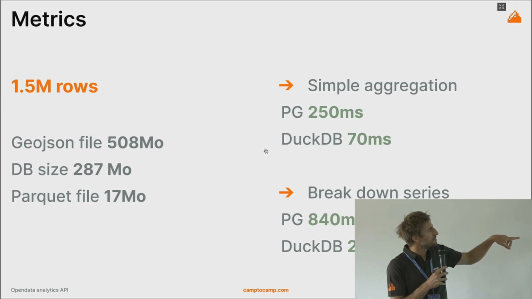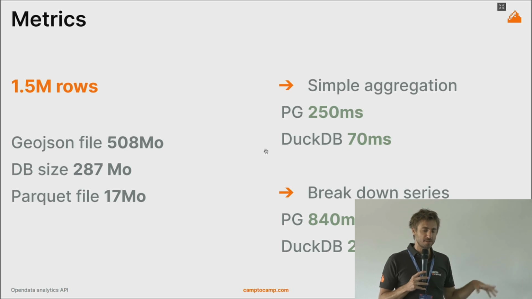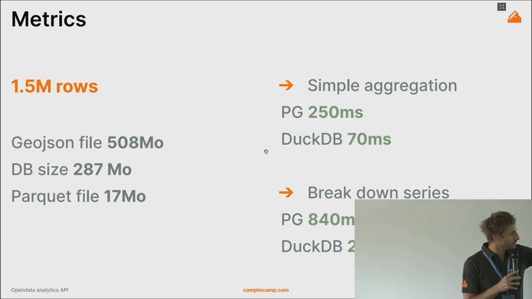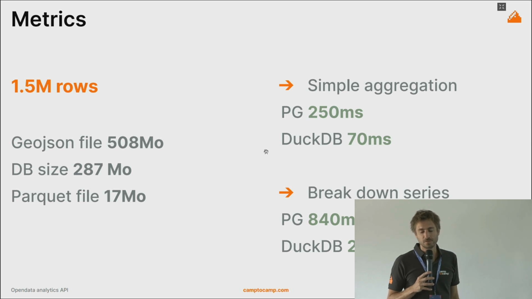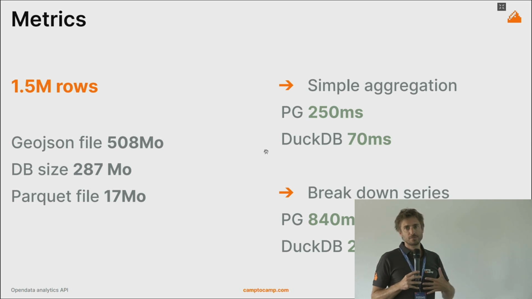And for the performances, on the two use cases, it's 2050 milliseconds for Postgres and 70 milliseconds for DuckDB. And for the breakdown series, a bit longer, but we see that DuckDB is much faster. So it was just a storytelling about this work, which is in progress.